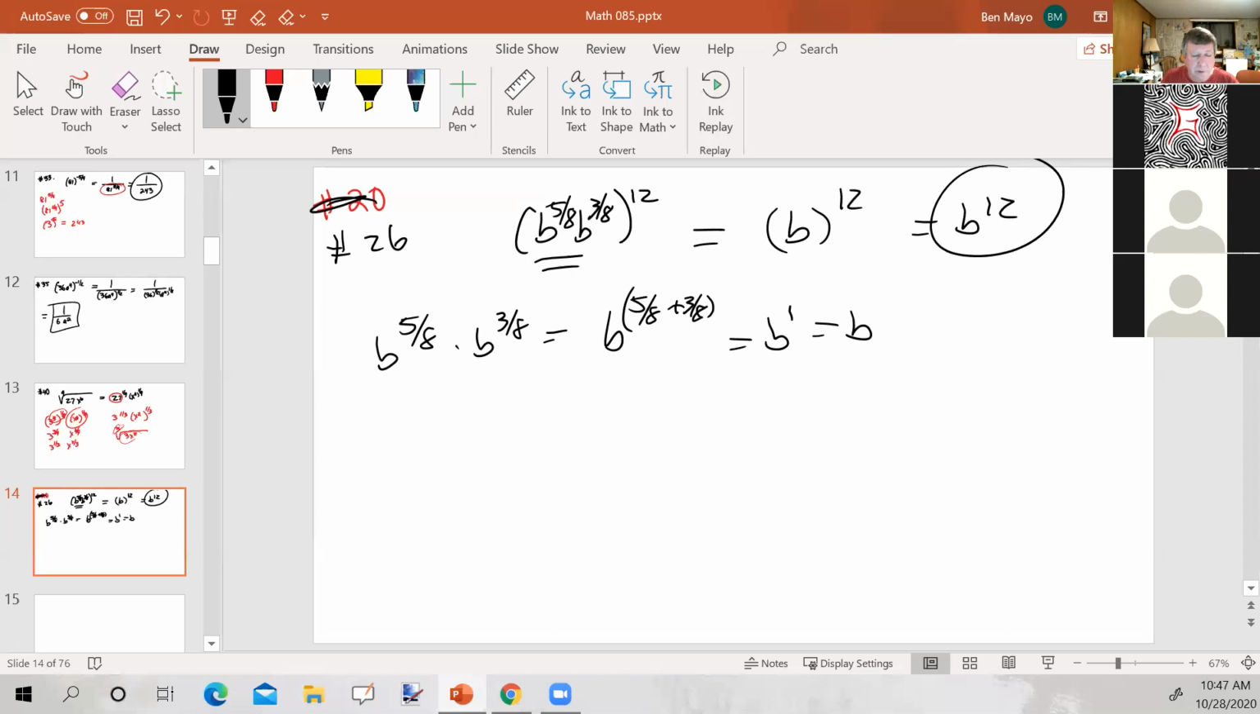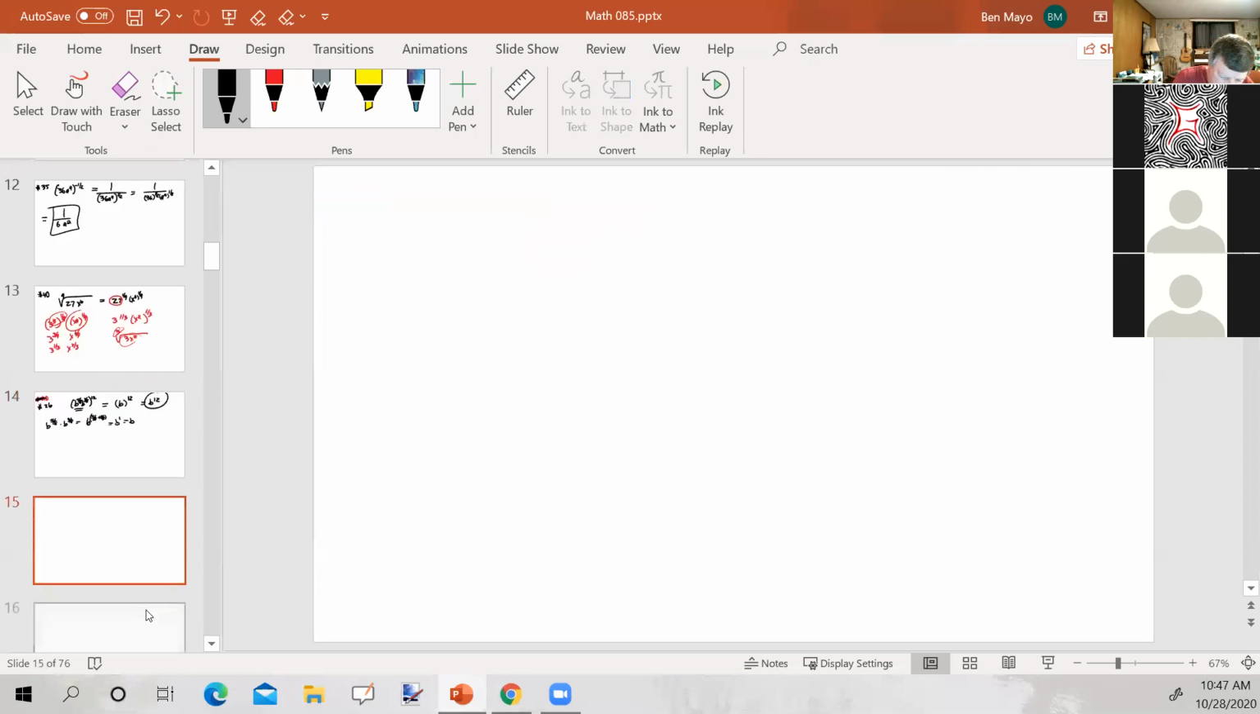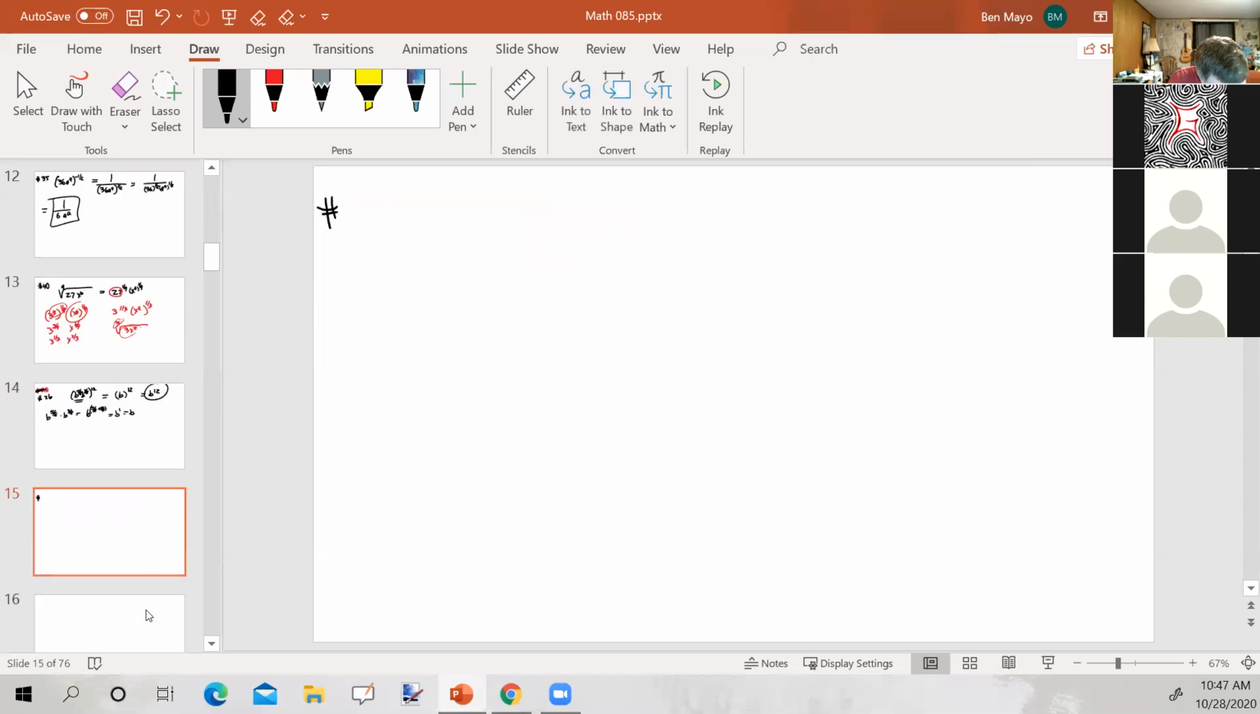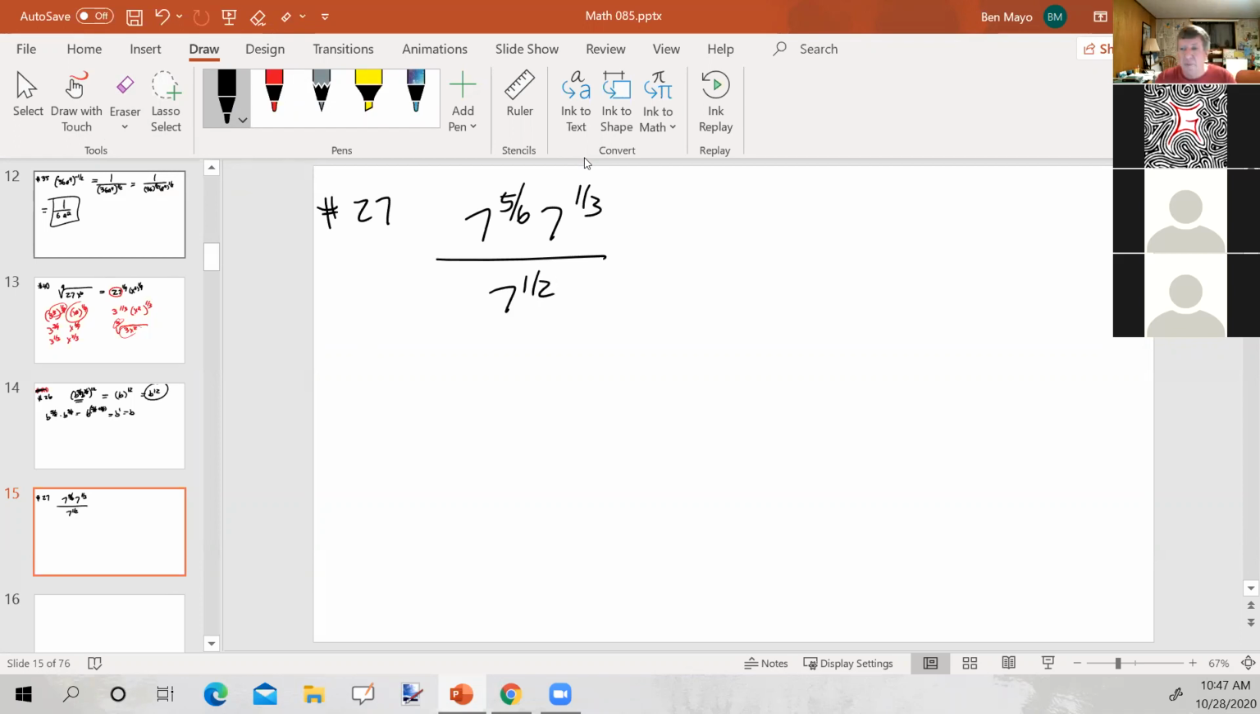Okay, any questions about that? Let's take a look at number 27. Simplify the expression. We have 7 to the 5/6 power times 7 to the 1/3 power over 7 to the 1/2 power.